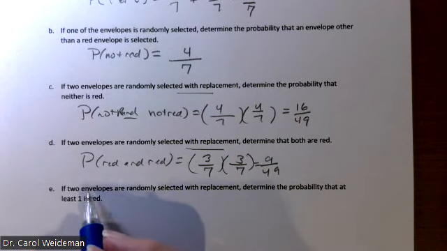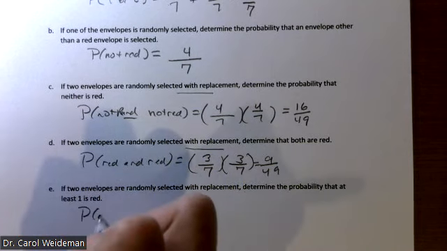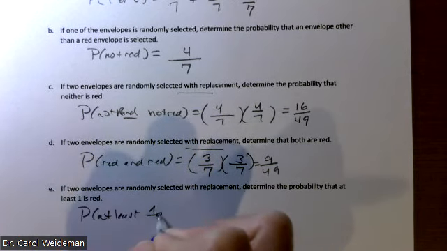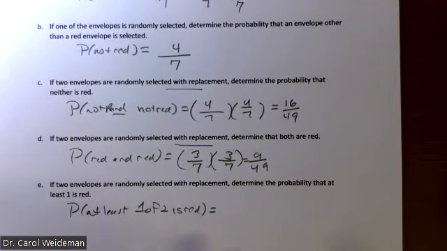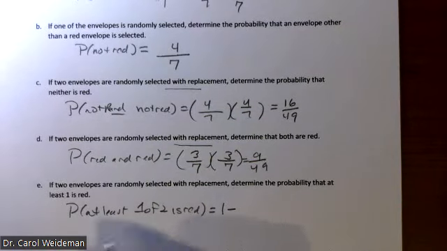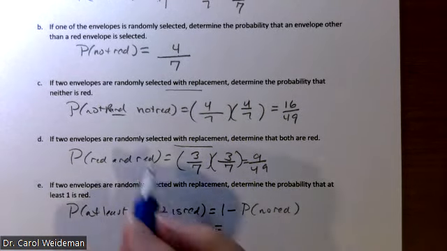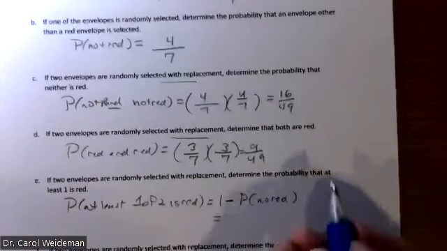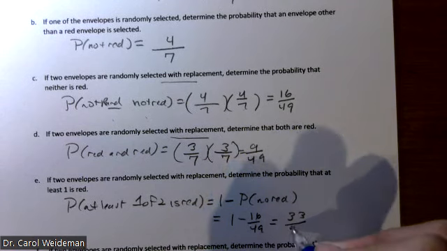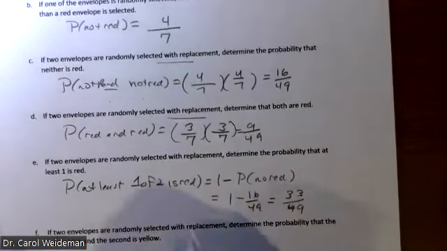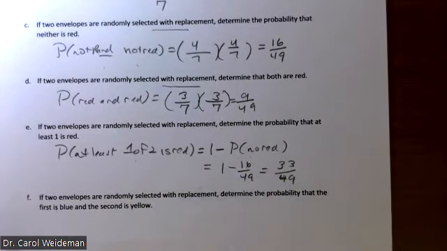Now, if two are randomly selected with replacement, determine the probability at least one is red. So probability at least one of two is red. If you remember, we went over this in the last section. How do we do that? We use the complementary event, 1 minus the probability of no red. And we just did that, didn't we? Because we did no red and no red up here for 2. So it's going to be 1 minus 16 over 49, which comes out to be 33 over 49. Remember, when you're doing an at least probability, you're generally going to do it as 1 minus the complement, which is none of those events.